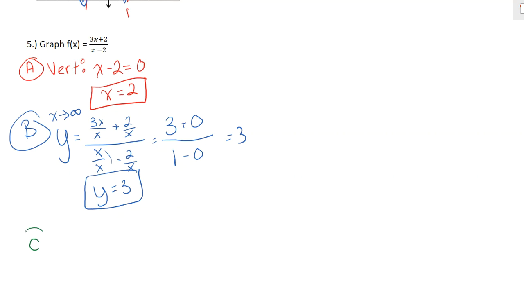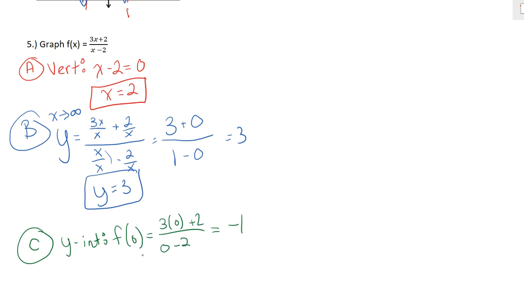And then we are going to find a y-intercept. f at 0 equals 3 times 0 plus 2 over 0 minus 2. So that reduces down to -1. So our y-intercept is 0, -1.